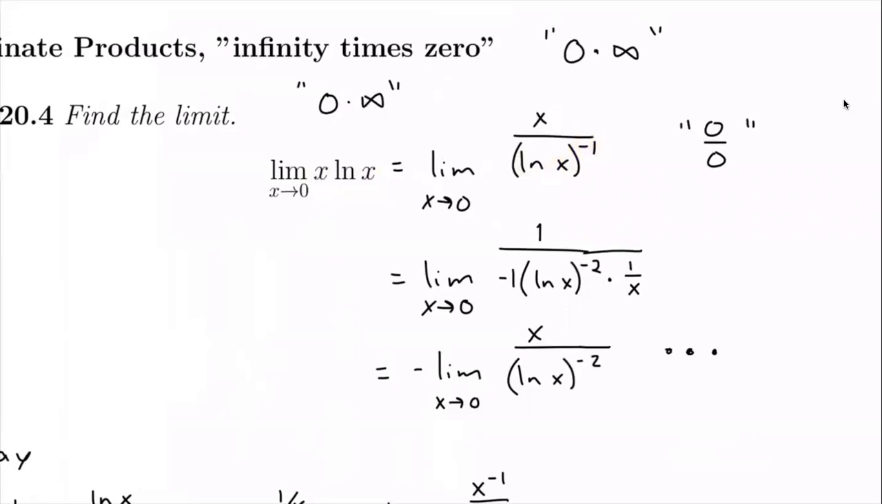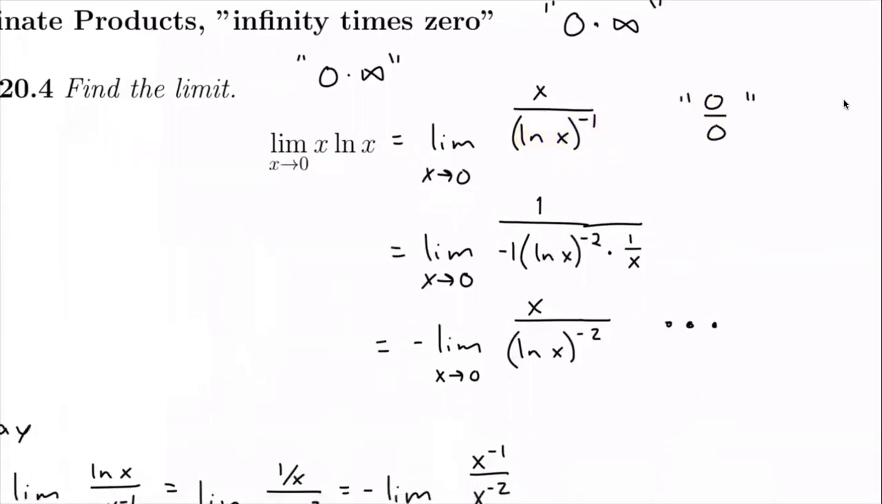And I'll do that. Looks like my numerator, as x goes to 0, well, the numerator goes to 0. My denominator is 1 over natural log of x. Well, natural log of x goes to infinity as x goes to 0. So 1 over something going to infinity is going to 0. Right? So there we are. I do have an indeterminate form. I have 0 over 0. Okay.